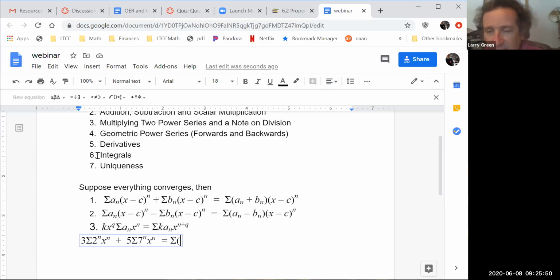Okay, good try. You can't add the 3 and the 5 together because the 3 belongs to the 2 to the n, and the 5 belongs to the 7 to the n. So you can't merge the 3 and the 5 together. That's the only problem. So literally, there's very little to do here because you can't do much.